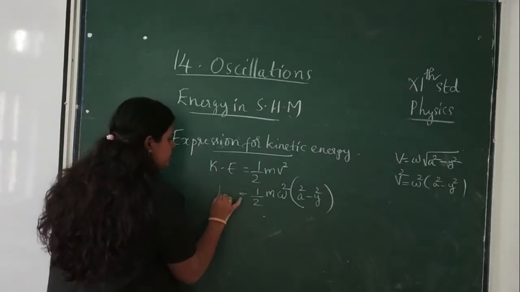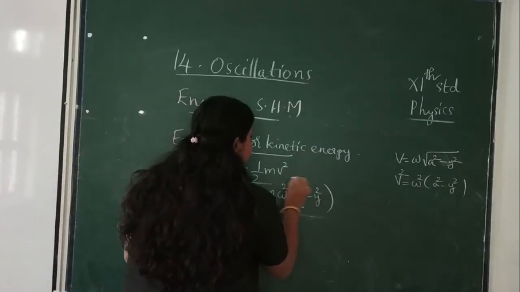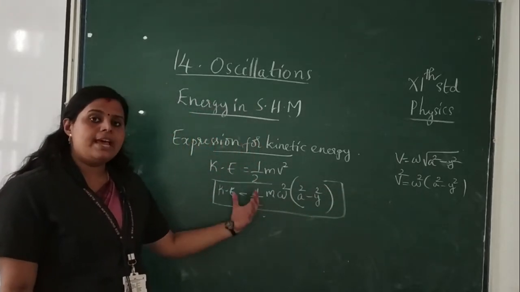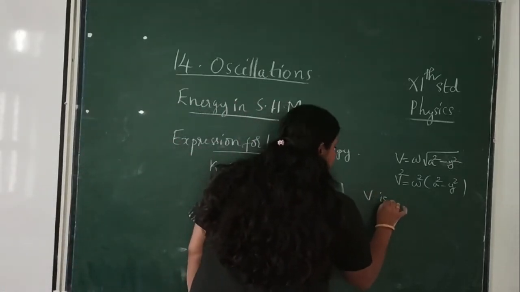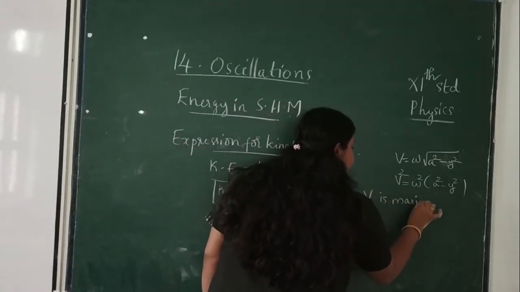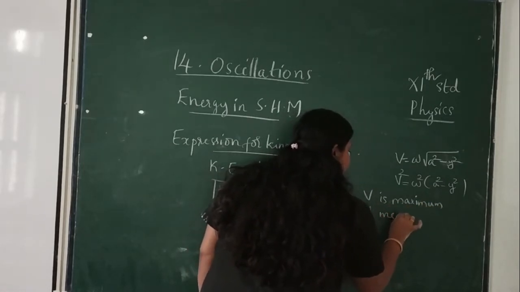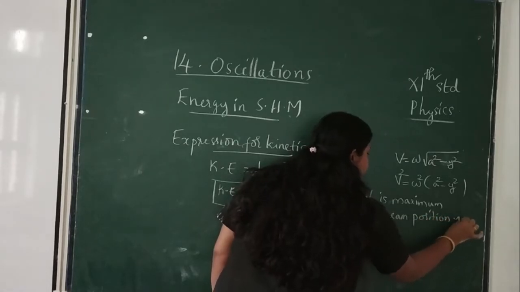So listen children, this is the expression for kinetic energy, and my question is, when this kinetic energy will be maximum? Yes, velocity എപ്പോഴാണോ maximum ആവുന്നത് അപ്പോഴാണ് kinetic energy maximum ആവുന്നത്. And we know that the velocity is maximum at mean position, right? Velocity is maximum at mean position. Mean position ന്റെ പ്രത്യേകത എന്തായിരുന്നു? Yes, at this position y equal to 0.